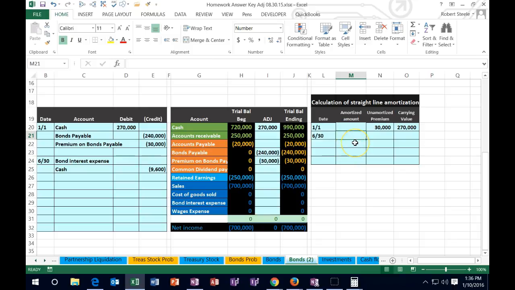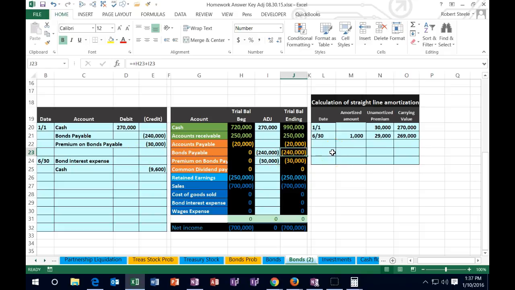So let's do that calculation here. I'm going to say this equals the 30,000 divided by just 30 periods, 15 years times 2 basically, and enter. That's 1,000. Then the unamortized premium equals the 30,000 minus the 1,000 that we're going to reduce it by, which brings it to 29,000. Then the carrying amount will be the 240,000, which is the face amount of the bond, plus the 29,000, and it went down by 1,000 to 269,000.